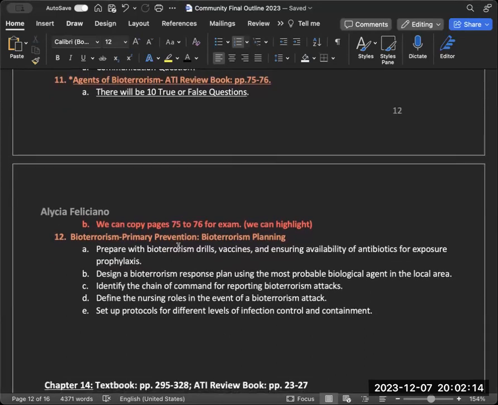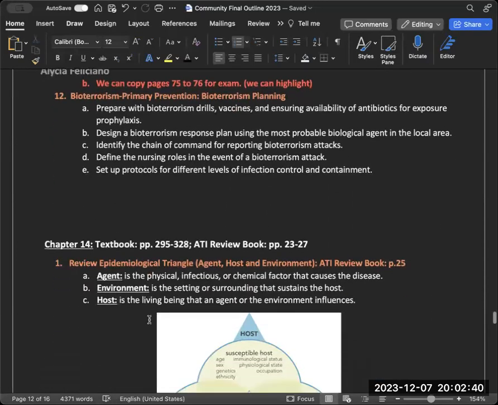Now we have agents of bioterrorism. We can have pages 75 and 76 printed and available with us on the exam. This is going to go over the agents of bioterrorism, and there are going to be 10 questions on this, which are going to be true or false. So she said we're going to be reading it from the paper. It'll be like, true or false, anthrax is a category A. It's going to be things like that, but we're going to have it there. And she said we could highlight and stuff.